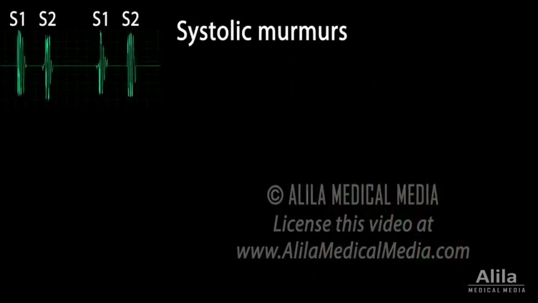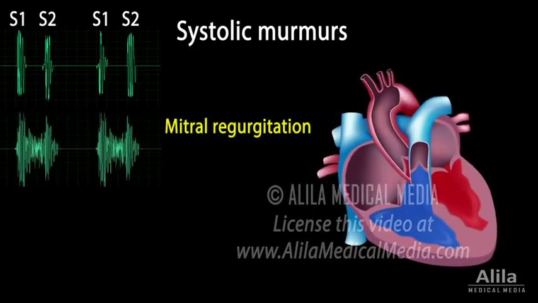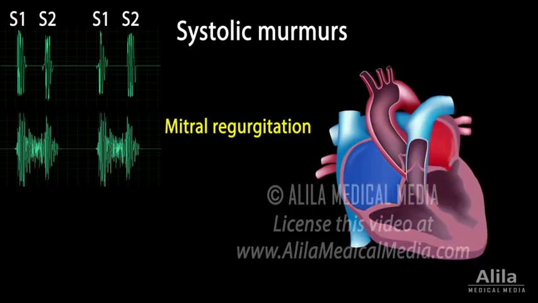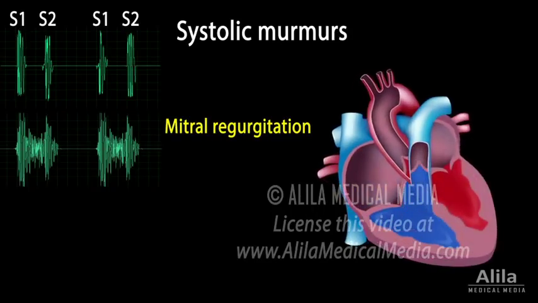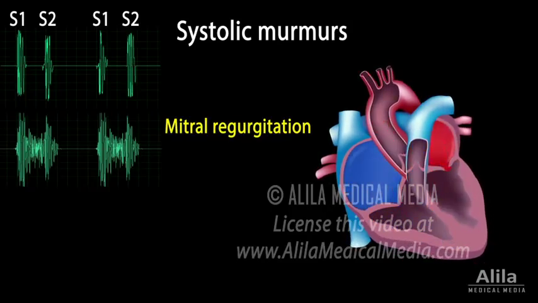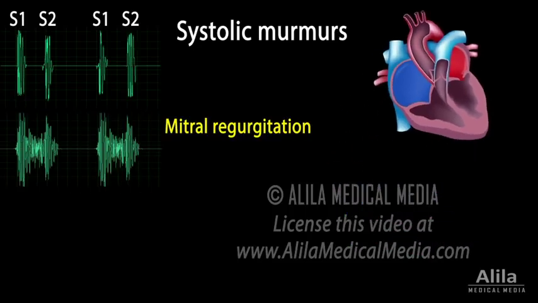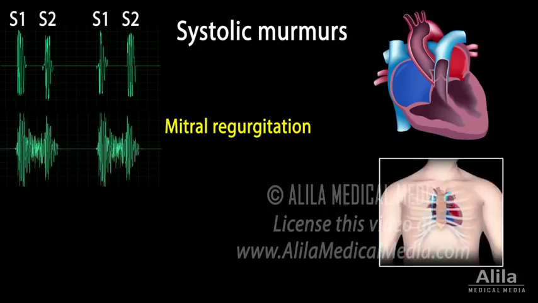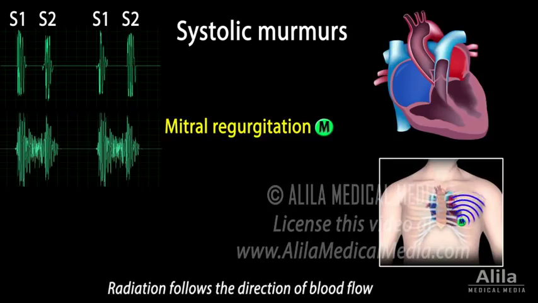Examples of conditions associated with common systolic murmurs include mitral valve regurgitation, when the mitral valve does not close properly and blood surges back to the left atrium during systole. The murmur starts at S1 when the AV valves close and maintains the same intensity for the entire duration of systole. This hollow systolic murmur is best heard at the mitral region, the apex, with radiation to the left axilla.